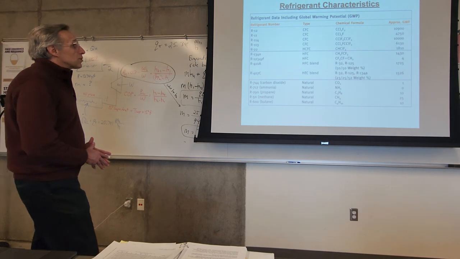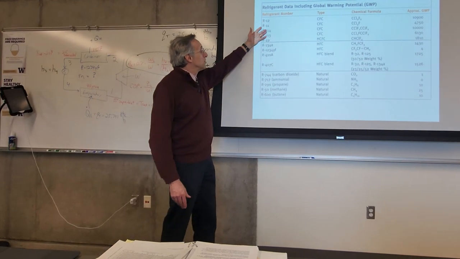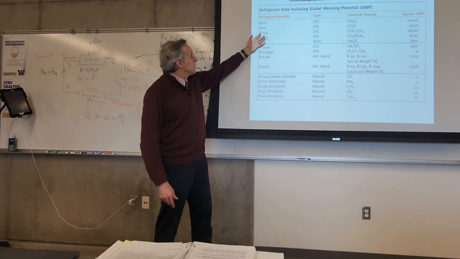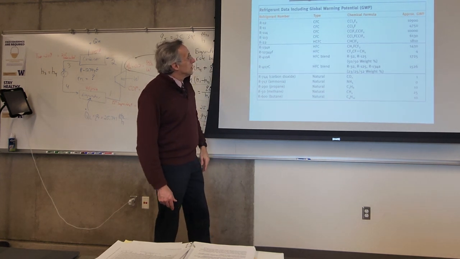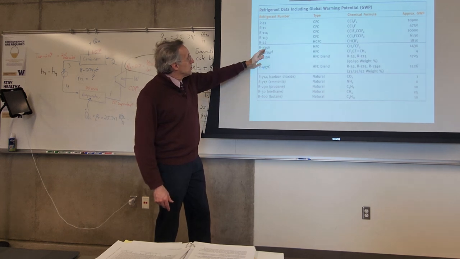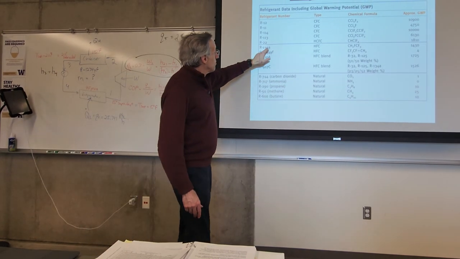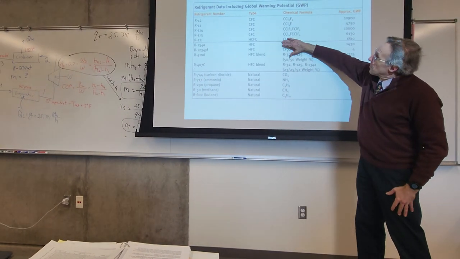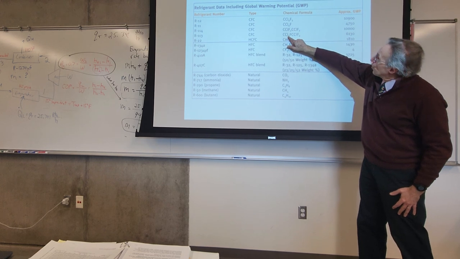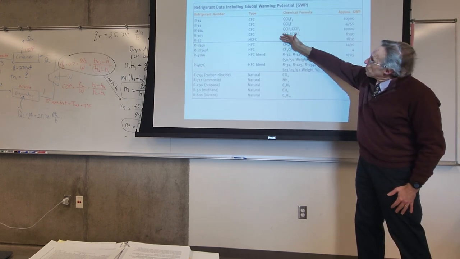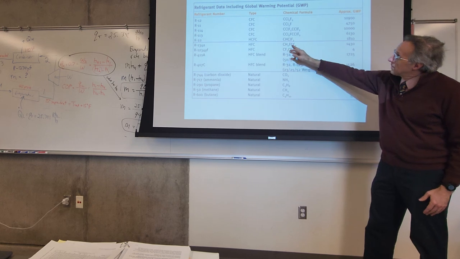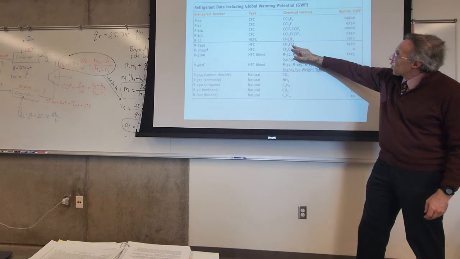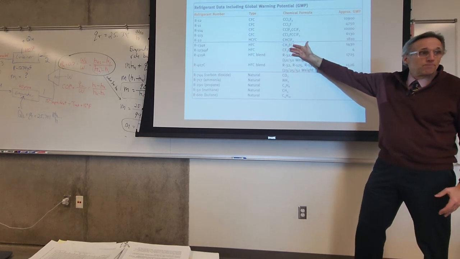And then characteristics, there's actually a scheme to the numbering that relates to the chemical structure and some other aspects. And then you can see R134A. These are the ones that were damaging to the ozone that contain chlorine. They've been largely replaced by hydrofluorocarbons, which just have hydrogen, fluorine, and carbon. But fluorine has issues as well.